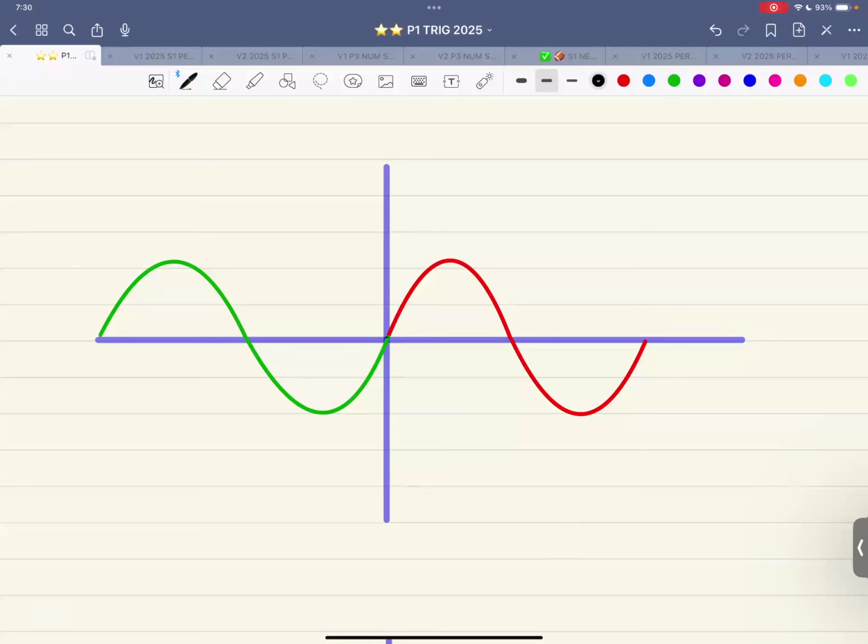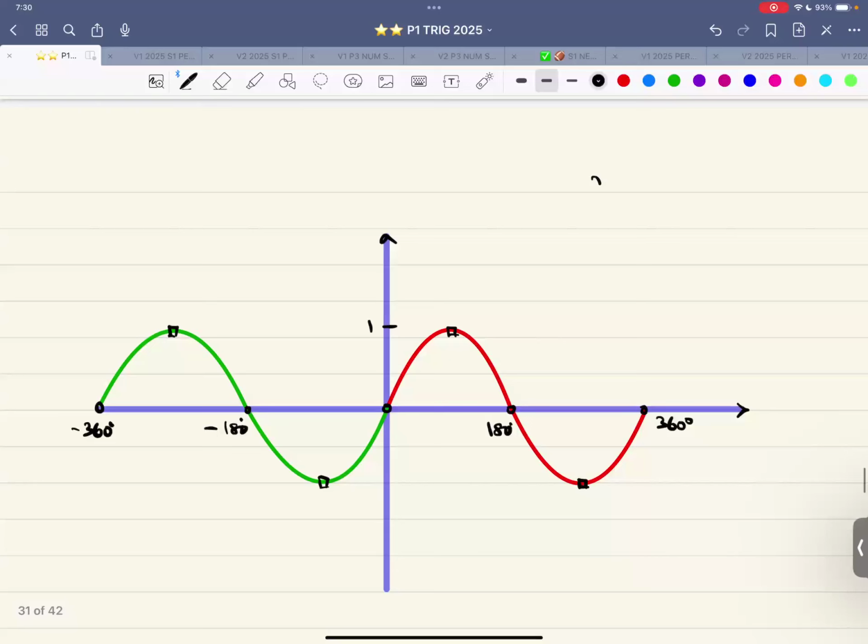This is 0. This is 360. This is on the right hand side of the y-axis. This is 0. This is negative 360 on the left hand side. This is negative 180. This is positive 180. This value is at 90, it's 1. And then this is negative 1 at 270. Again over here.